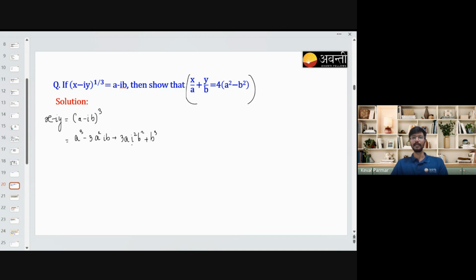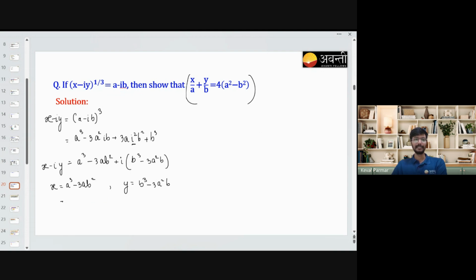Now what is I square? I square is minus 1. So what do we have here, guys? A cube minus 3ab square plus, we take I common, and we'll get b cube minus 3a square b. Right? This is equal to x minus iy. So by equality of complex numbers, what is the value of x? It is a cube minus 3ab square. What is the value of y? It's b cube minus 3a square b.